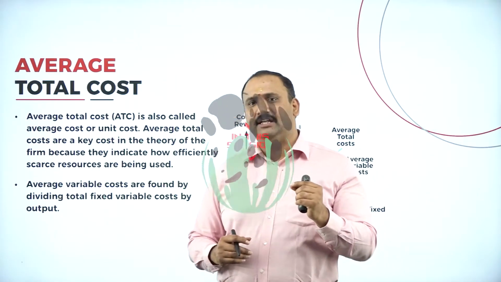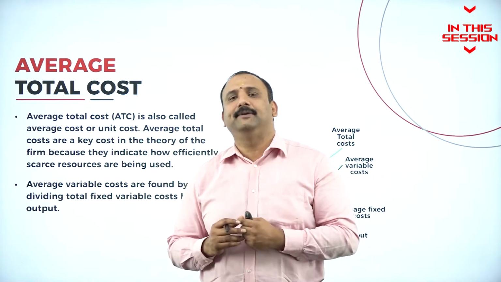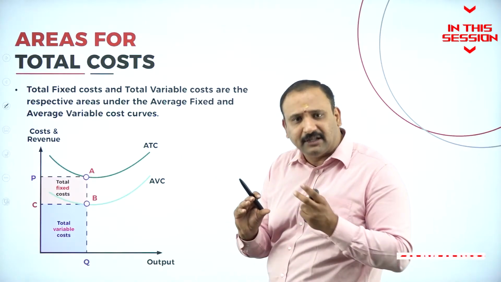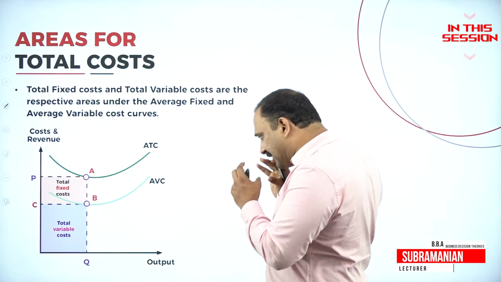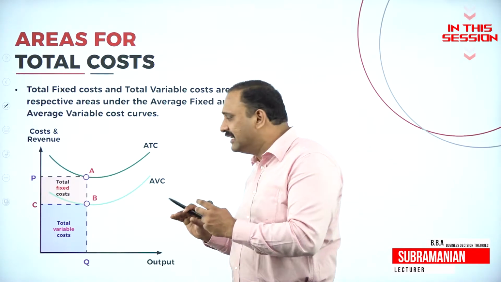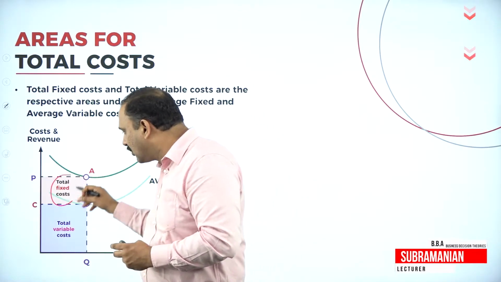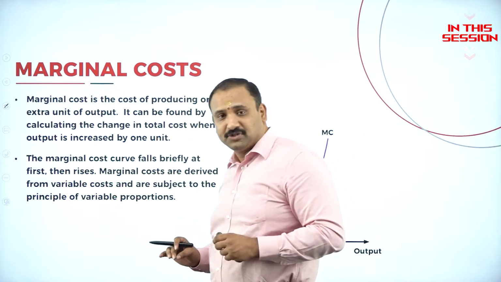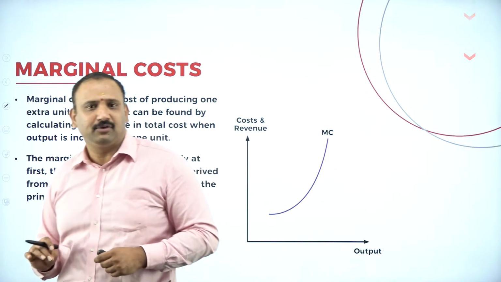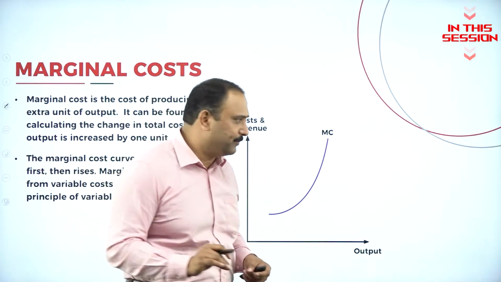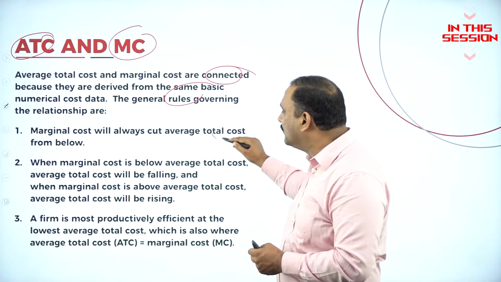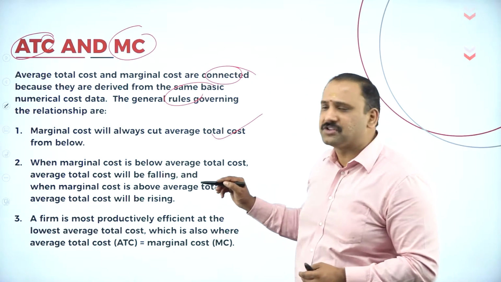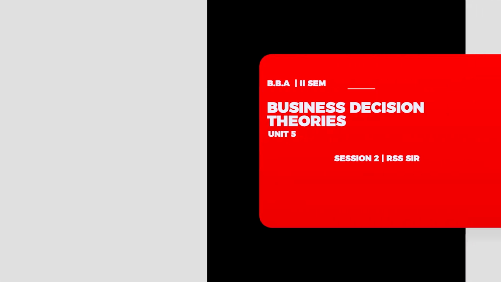Average cost means the total output divided by the quantity. There is a respective area. That means there is a respective slot that we have allocated in terms of the total fixed cost and the total variable cost, the marginal cost. This is the most interesting factor that we have to talk about in terms of economics. Marginal cost will always cut the average total cost from the bottom.